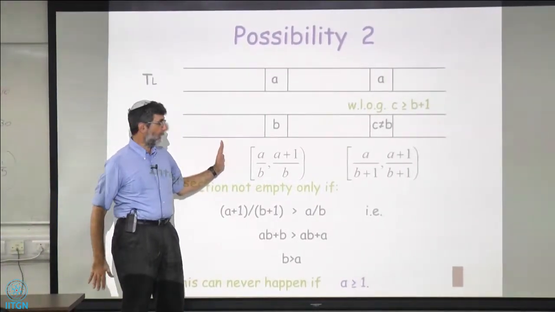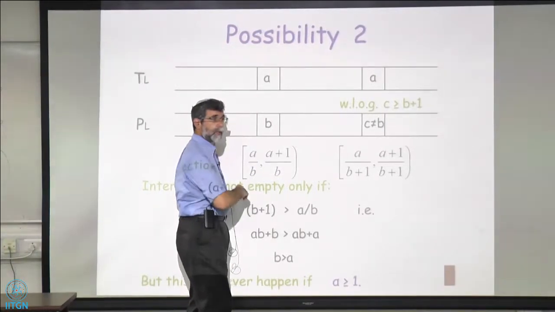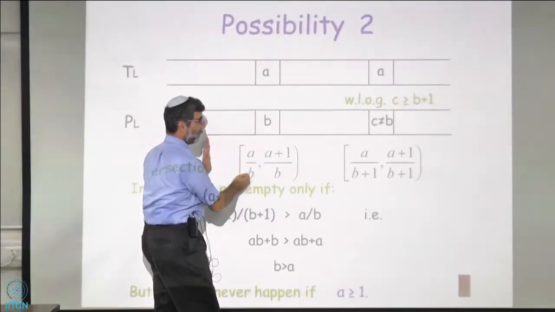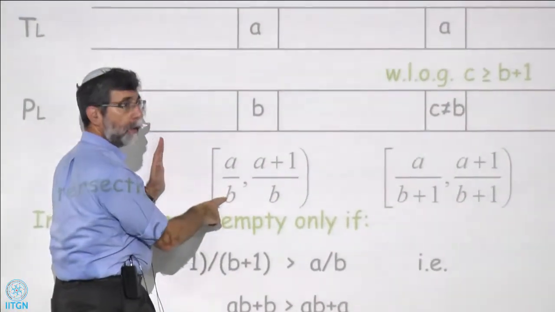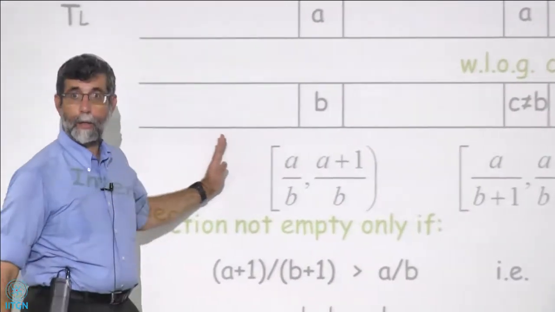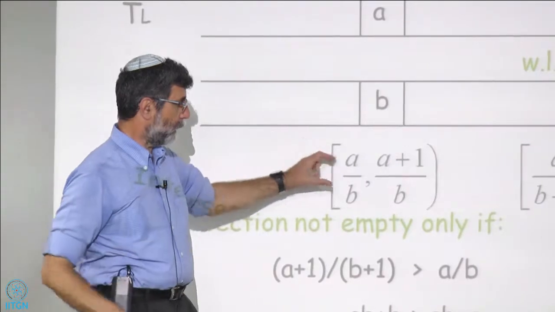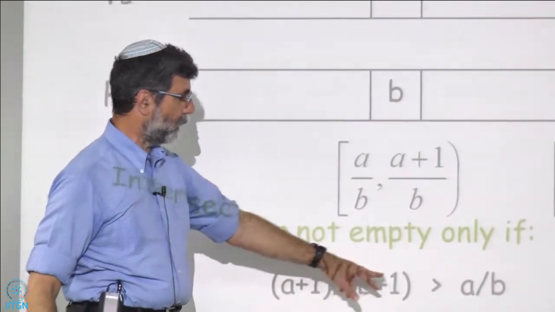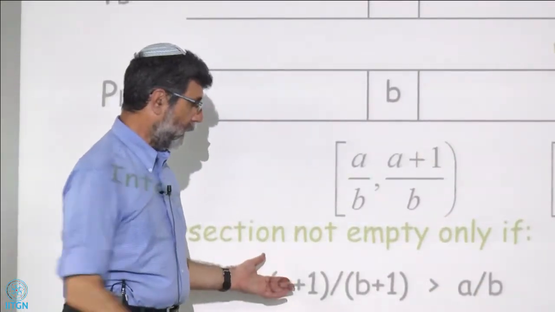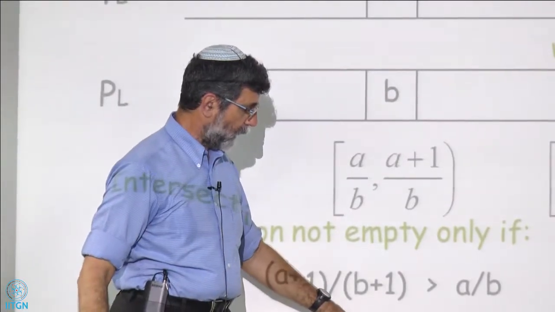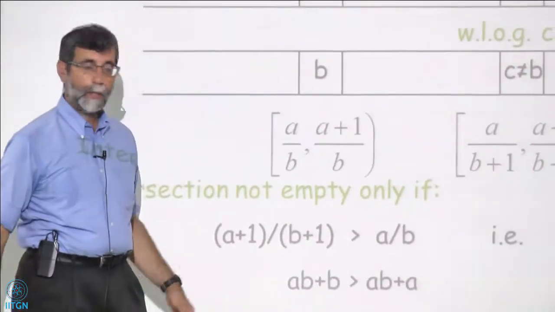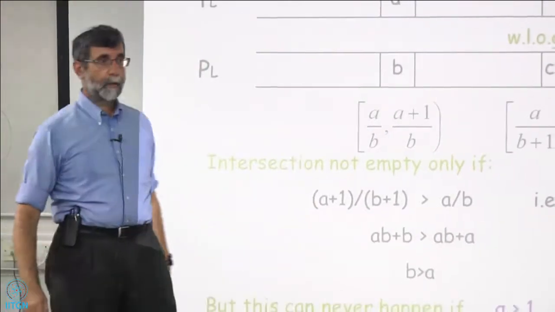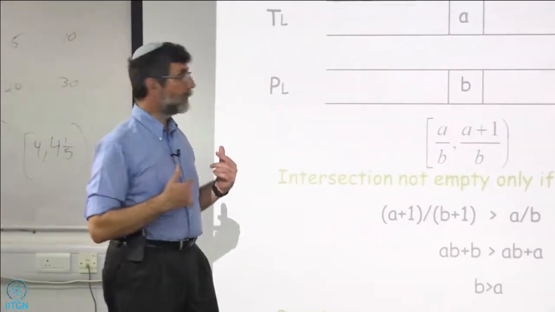Okay? Now, the question is, if there's an intersection that is not empty, it means that this side actually falls here. So what it means is that A plus 1 over B plus 1 has to be greater than A over B. So if A plus 1 over B plus 1 is strictly greater than A over B, then let's see what happens. Now let's multiply the two sides, and what we get is that A plus B is greater than AB plus A. Subtract the AB from both sides, and you get that B is greater than A. Okay? So if B is greater than A, the intersection is not empty.